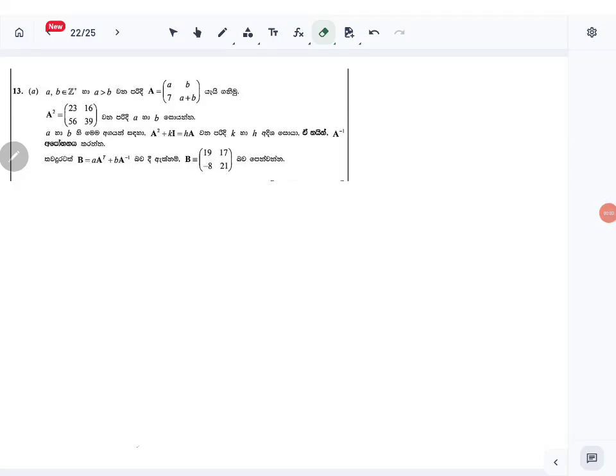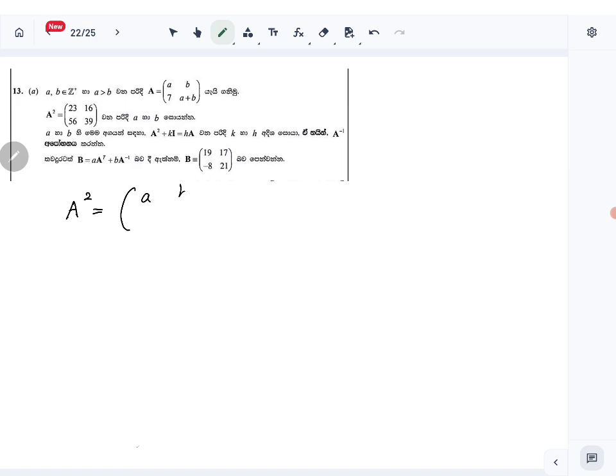Okay, let's look at question number 13, part A. So this is the matrices question. We are given A, B are positive integers where A is greater than B and capital A is this matrix. And we need to find A, B so that A squared is equal to this, right? So then let's first find A squared.